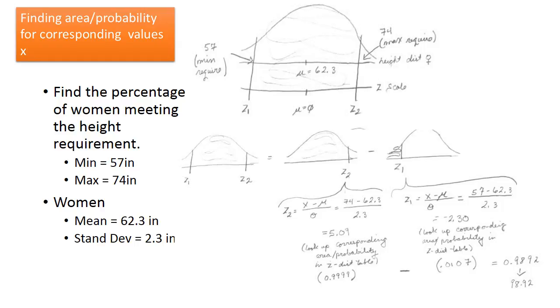That should give you 0.9892, which corresponds to 98.92 percent. So that's the percentage of women that meet the height requirement for one of these live action figures at an amusement park. You should be able to go through and now repeat that process for solving the same problem for men.